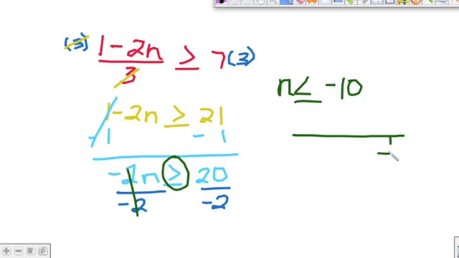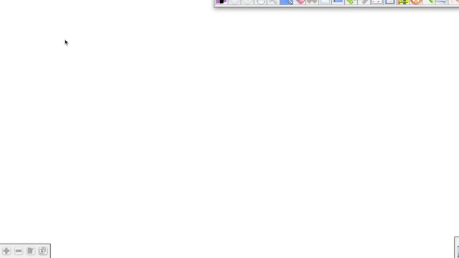So I'm going to put negative 10 down here. Now I'll just use negative 20. Now this is a closed circle because it is equal to, and my line's going in that direction. All right, let's try one a little bit more complicated.